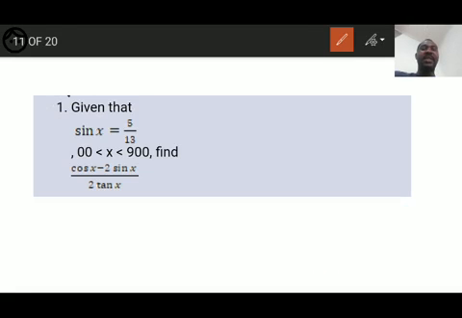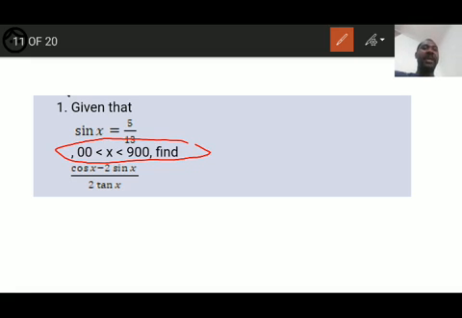It says, given that sine x is 5 over 13, and 0 degrees is less than x less than 90 degrees, find... Now this statement is telling us that the angle is an acute angle, because an acute angle is an angle that is between 0 and 90 degrees. So all the trig ratios will be positive. Sine, cosine, and tangent will be positive because we are dealing with acute angles. But when we are dealing with angles between 90 and 180 degrees, sine will be positive, cos will be negative, tangent will be negative. Please do not forget that.